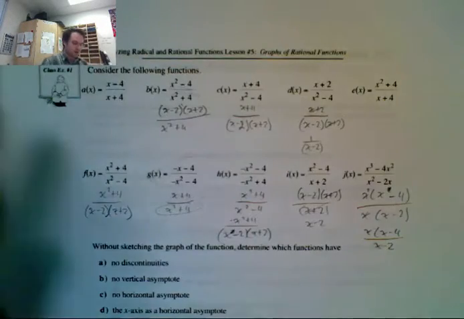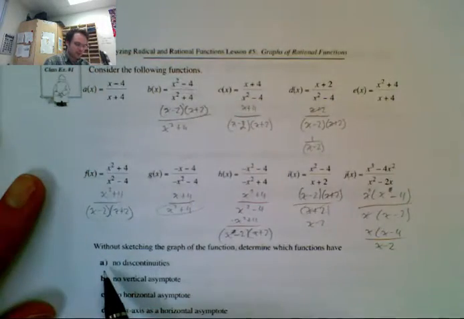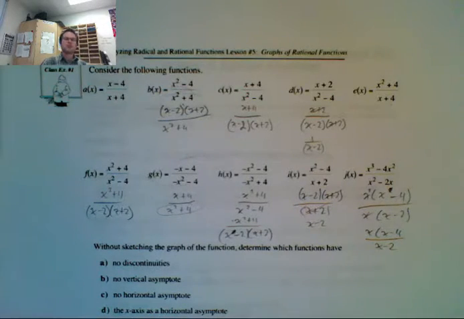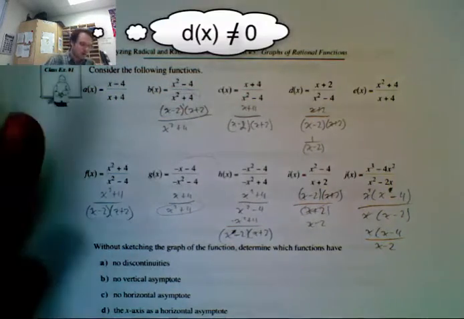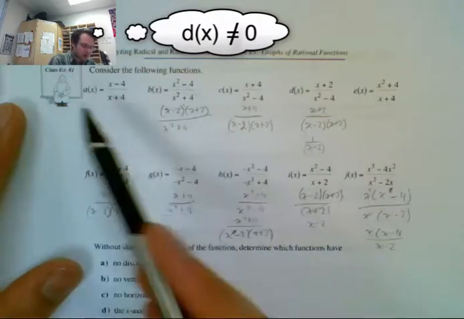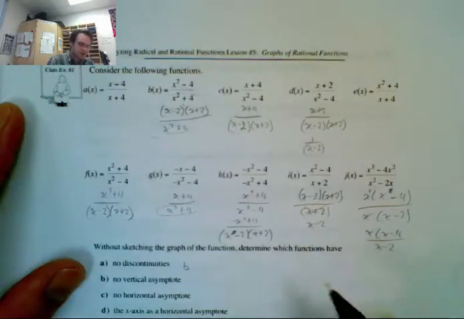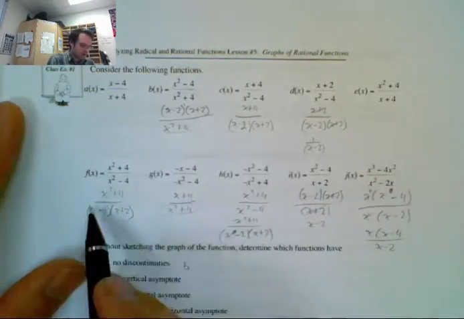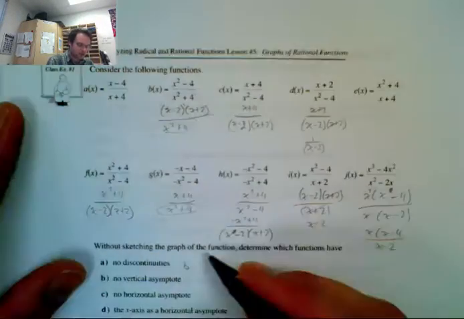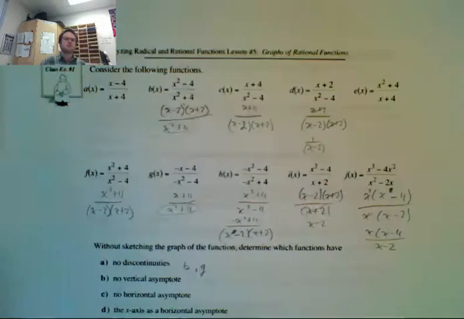Okay, so now we look at A, and A says no discontinuities. So that means one where we can't get the bottom equal to 0. So which ones can we never get the bottom equal to 0? I look at it, we have B here, and I keep on going, and when I simplified it, I also have G. So both B and G, we can never get the denominator equal to 0.